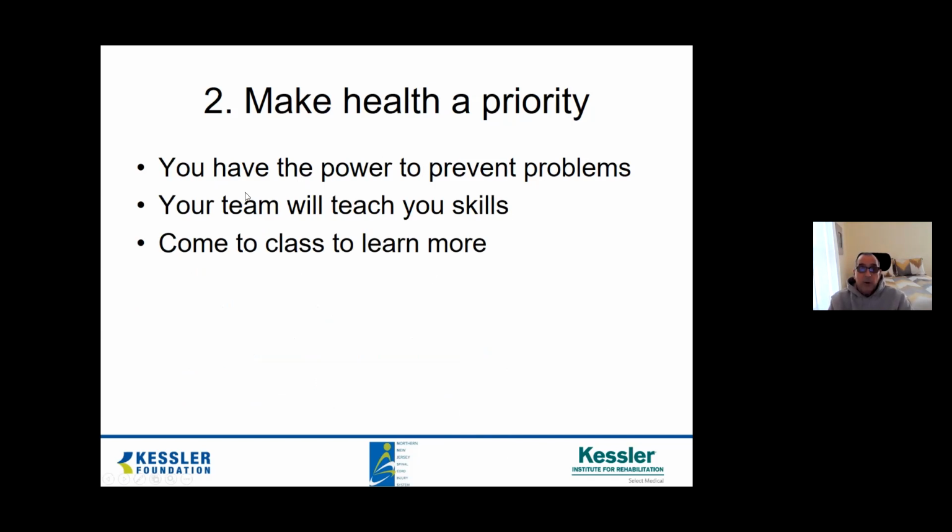Also, in making your health your priority, remember that you have the power to prevent the problems, which I talked a little bit about, but your team is going to teach you the skills. So talk to your team about the skills that you can learn if you're wondering about them, but they will teach you as you go along, even if you don't ask about them. But if you feel you want to, you can definitely ask about them. And also, you want to come to class to learn more. The classes are very important because they're going to teach you more than what I teach you here. You're going to learn about bowel, bladder, skin care, and then getting home.